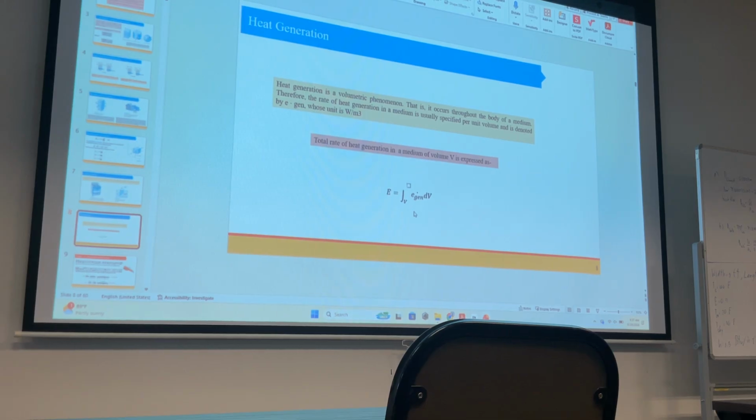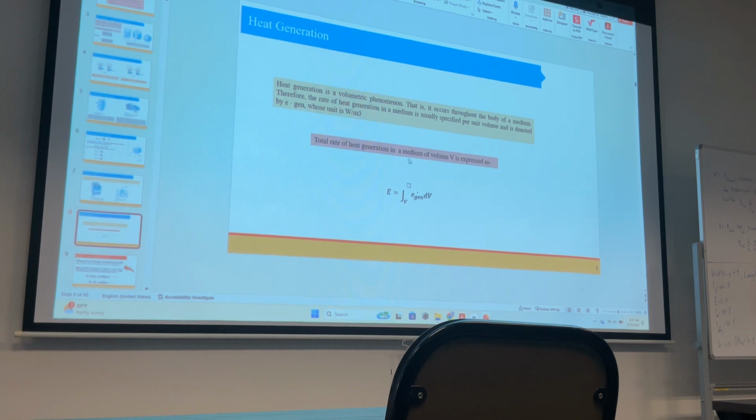If you are passing electrical, chemical, nuclear, any type of energy in any object and the heat is generated in that object, it is heat generation. You can calculate the heat generation in that object by using this formula. Heat generation per unit volume. It's a volumetric phenomenon. Any doubts? Any questions?